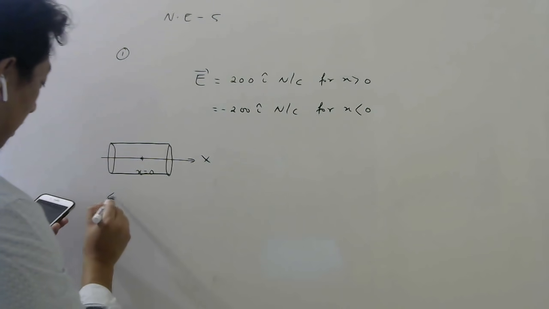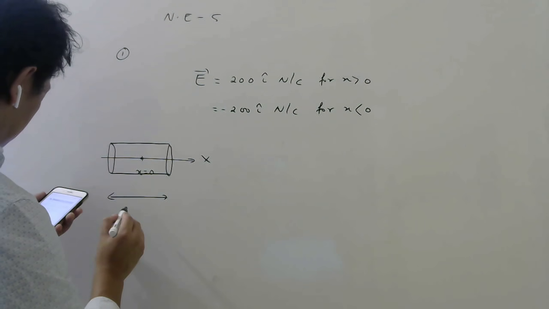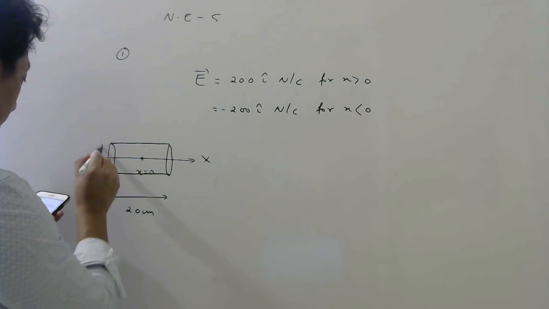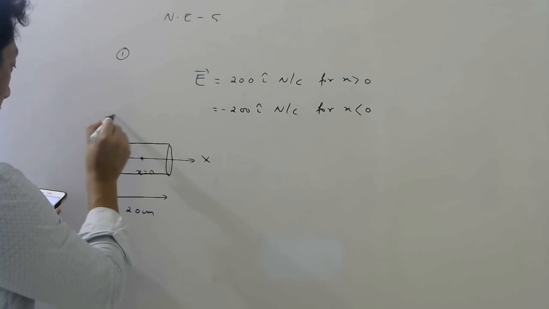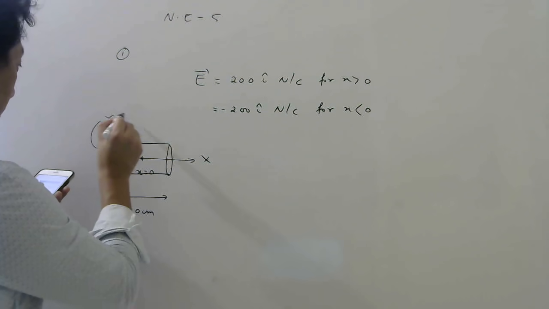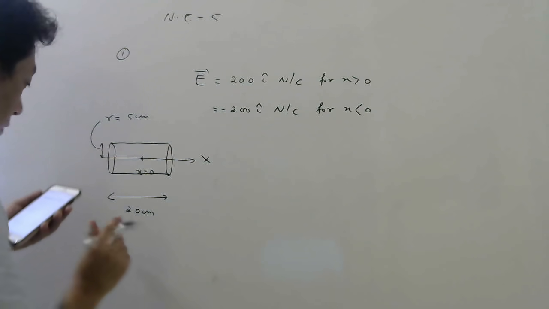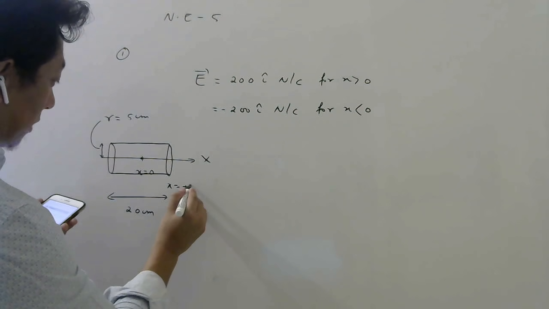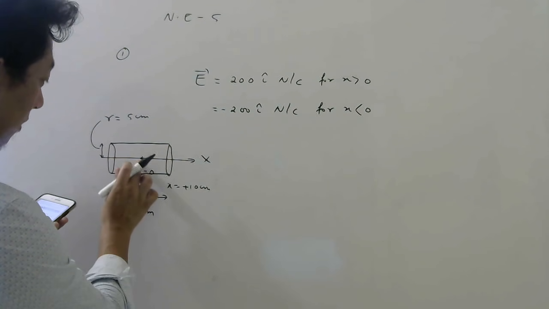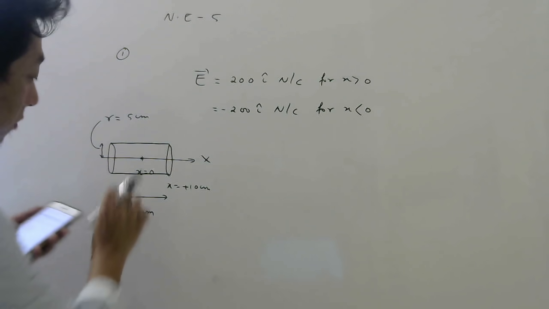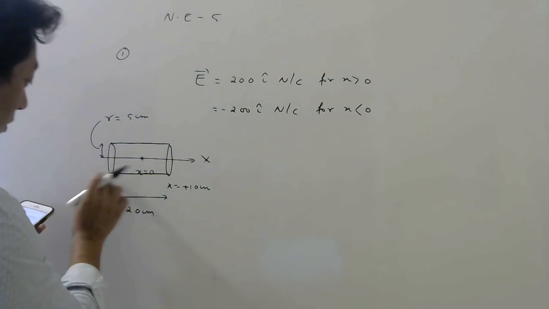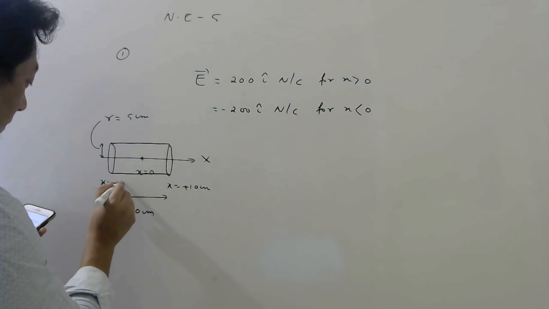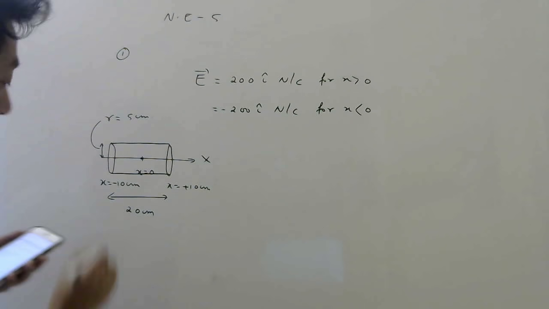The length of the cylinder is given to be 20 centimeter and the radius is given to be 5 centimeter. And where will this end be? X equals plus 10, because the origin is at the center, so from the origin to here will be plus 10. From the origin to here, the distance will be 10, but the coordinate will be minus 10. So this is minus 10.